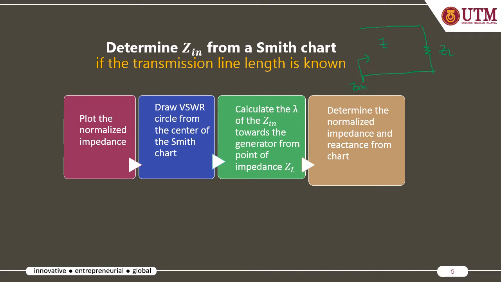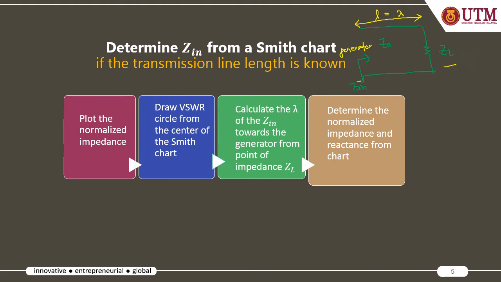So the Z0, the characteristic impedance, by default is 50 or 75 ohm, and you know the total length from the generator to the load, right? So the L in lambda. Okay, so if L is known, and you also know the load impedance and also the Z0, the characteristic impedance, you can calculate the Zin, or you can estimate the Zin by simply using the Smith chart.